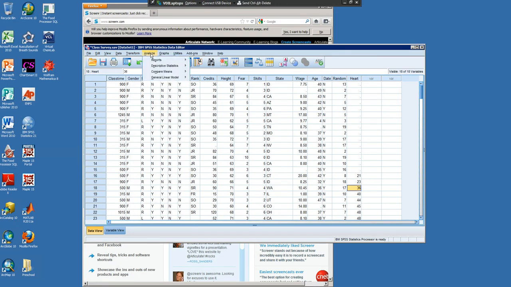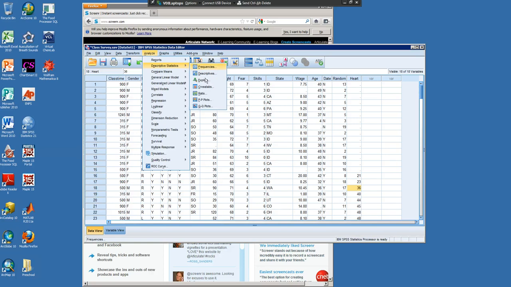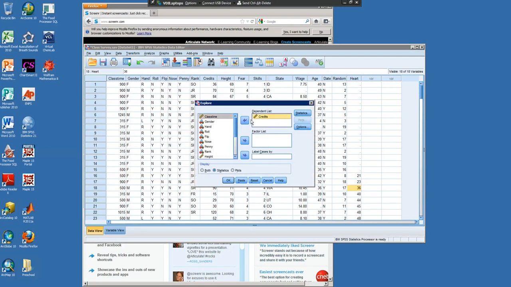So I'm going to go to Analyze, Descriptive Statistics, and Explore. And so I'm going to pull up the heart rate data. I did something earlier with credit. So this is heart rates from students from a previous semester. So I'm going to click on heart, okay. I'm going to click on OK.